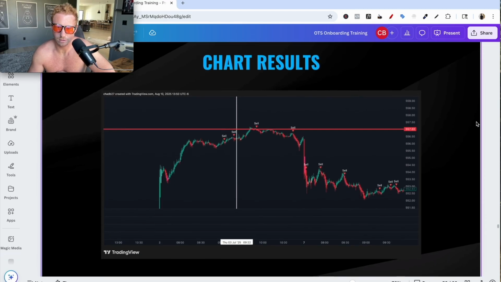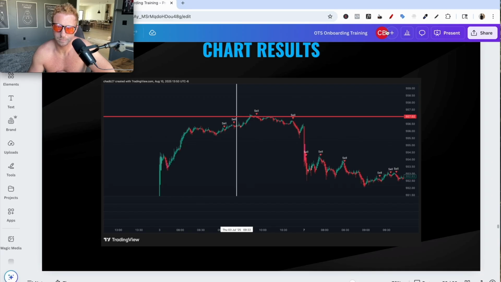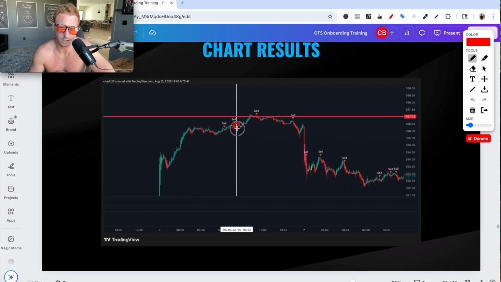So let's go to the chart results, and we can see this is when we're looking at that, right? This is that 11:22 Eastern time. It says 9:22 because I'm 2 hours behind Eastern time on my TradingView chart, just in case you guys are confused. Anyways, as we can see, got a beautiful signal right at 557 after we hit the line, and this could have been our short trade for the day.